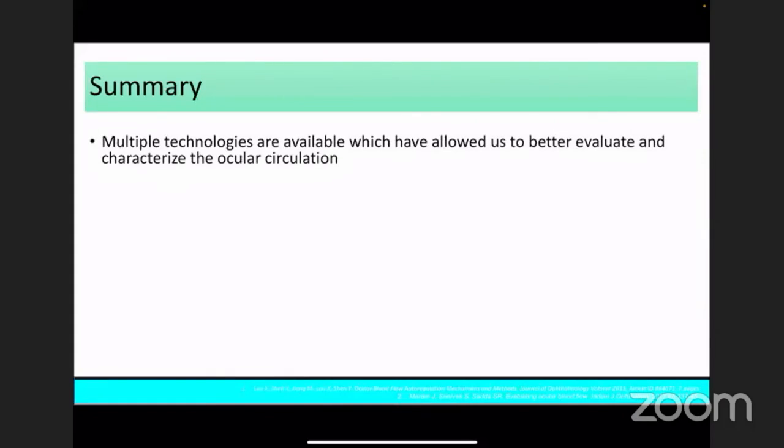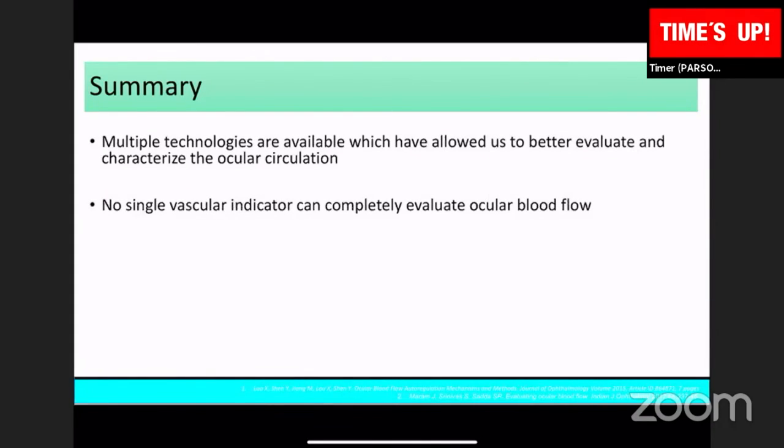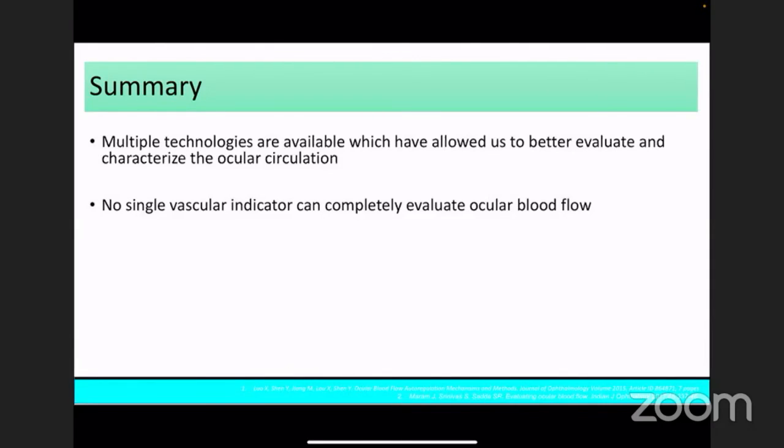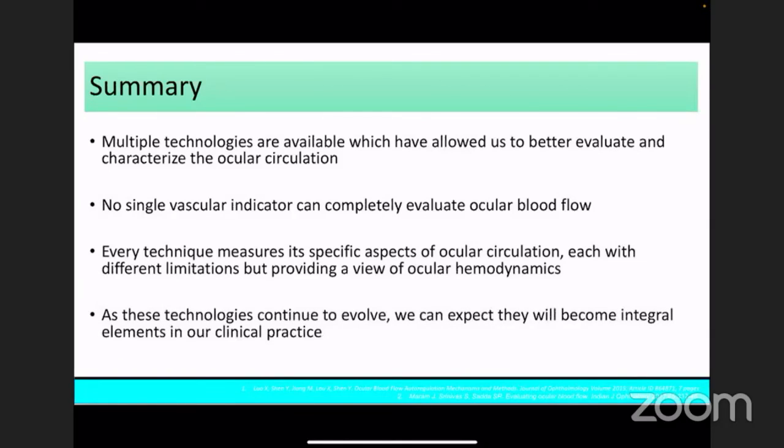So to summarize my talk, I would say there are multiple technologies which are available. There is no single vascular indicator that can completely evaluate ocular blood flow. Every technique has its own cons and pros, and these technologies are still evolving. But as of now, two modalities, which are color Doppler and OCTA, can be utilized for measurement of ocular blood flow in our patients.